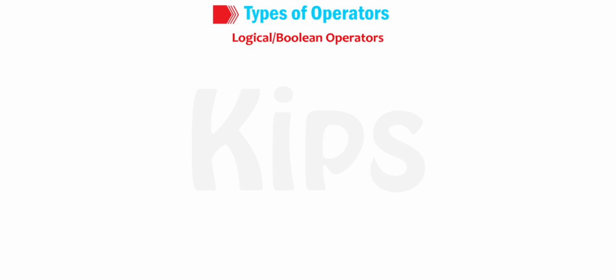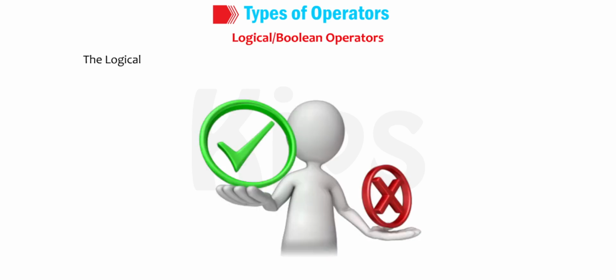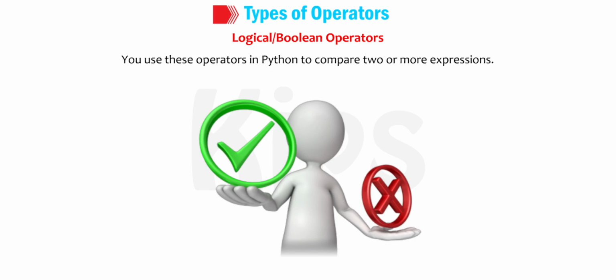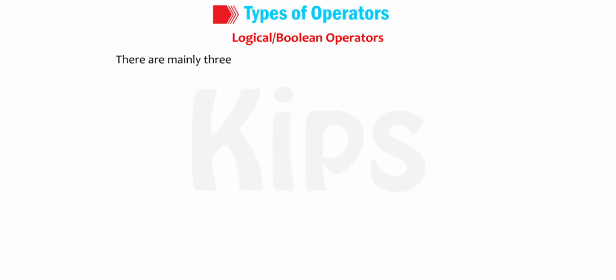Logical or Boolean operators. The logical or Boolean operators evaluate one of the two states, either true or false. You can use these operators in Python to compare two or more expressions. There are mainly three types of Boolean operators, that is AND, OR, and NOT.